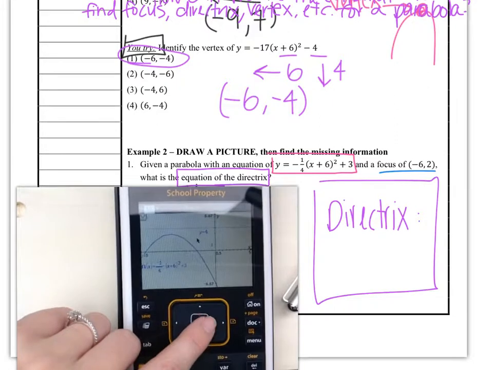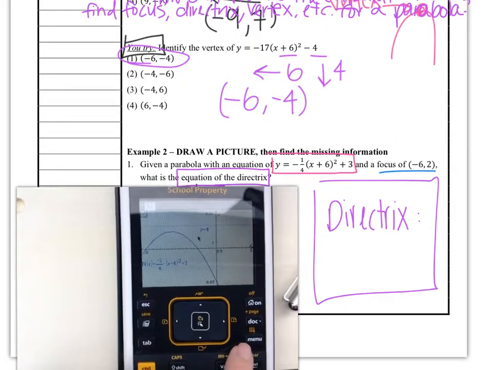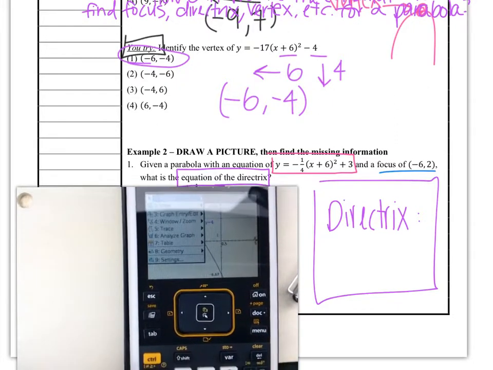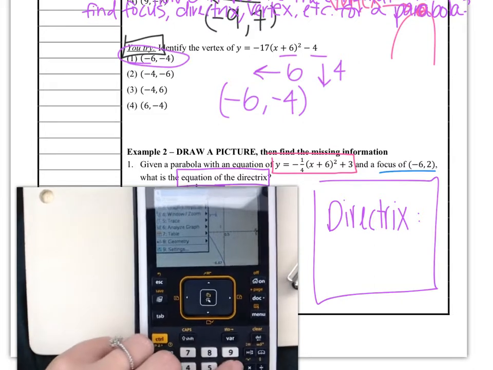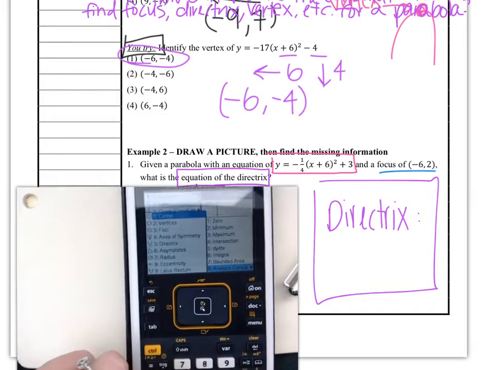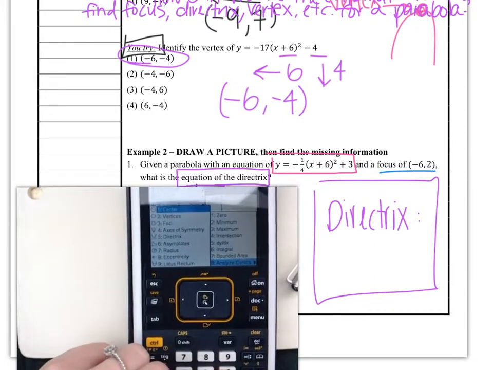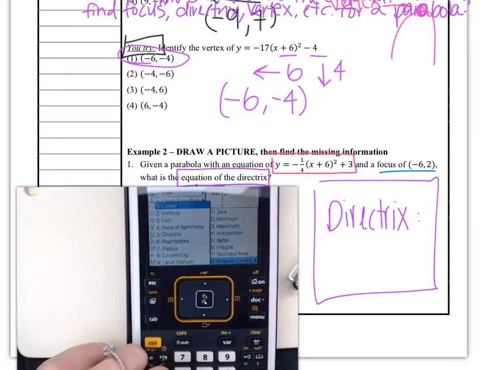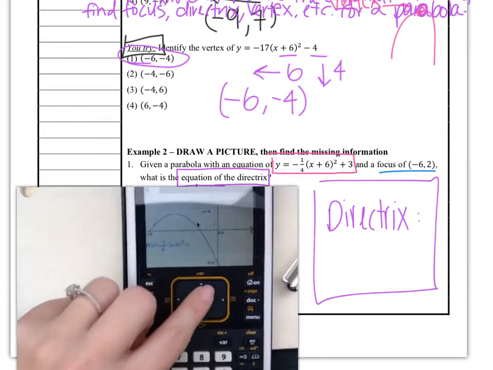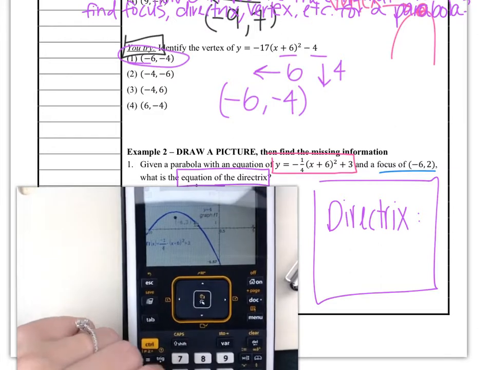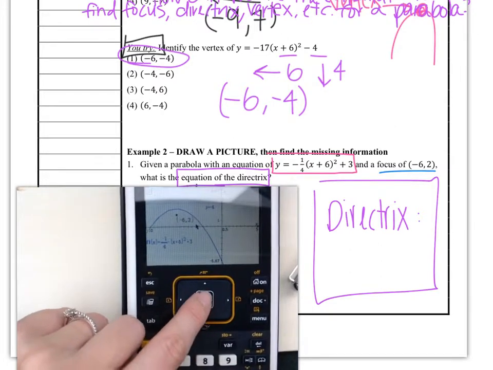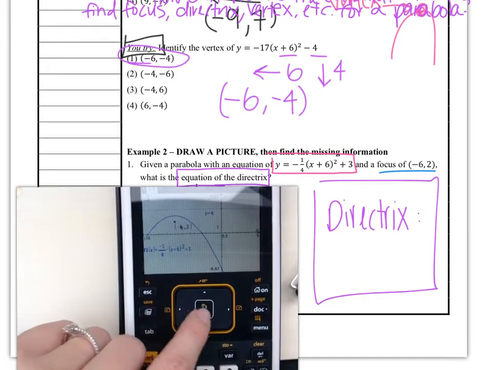Now I could also do the same thing to find the focus or the vertex. So I'm going to go Menu, 6, 8, and maybe I just want to confirm that the focus is in fact (-6, 2). So I'm going to choose foci. I'm going to click on this, and boom, there we go. The point (-6, 2) is our focus.